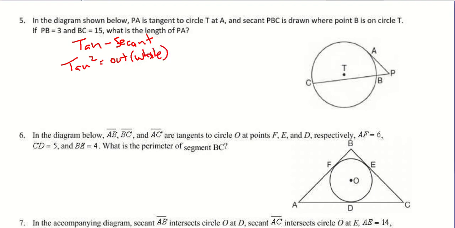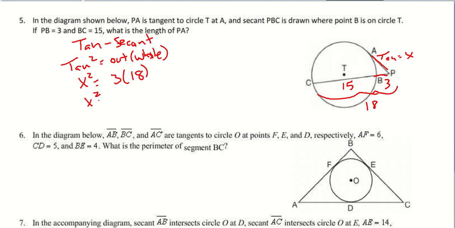So it tells us that PB is 3 and that BC is 15. So the outside piece is 3. The whole is going to be 18. And this is our tangent line from A to P. So we'll call that x for our purposes. So x squared is equal to the outside, which is 3, times the whole, which is 18. So x squared is going to equal 54.